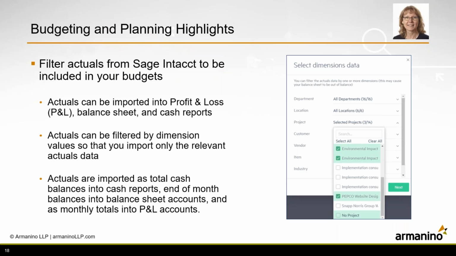Actuals can be imported into P&L, balance sheet, and cash report. So this is between Sage and the budget and planning module, right? Actuals can be filtered, as we just talked about. And then down at the bottom there, it tells you where it's importing actuals. So actuals are imported as total cash balances into cash reports, end of month balances into the balance sheet, and monthly totals into P&L accounts, which makes logical sense because of the type of accounts those are. So more and more functionality is being created all the time between the budgeting and planning module and Sage Intacct, giving you a lot more visibility into the details that you need.